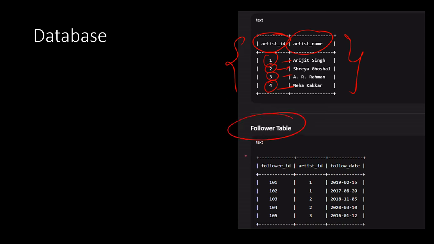And this is the followers table. Followers ID is given here, and artist ID is given here, showing which follower is following which artist, and follow date is given here.